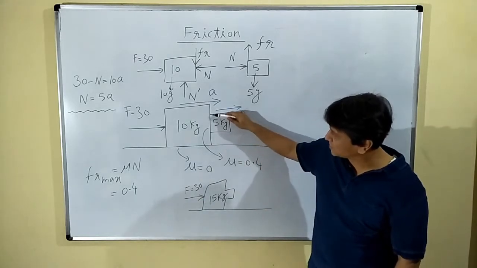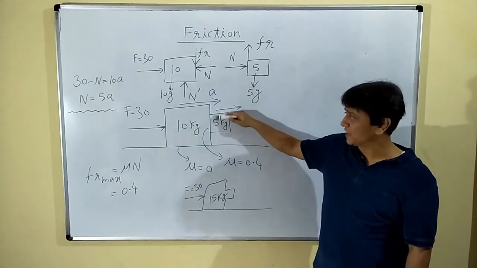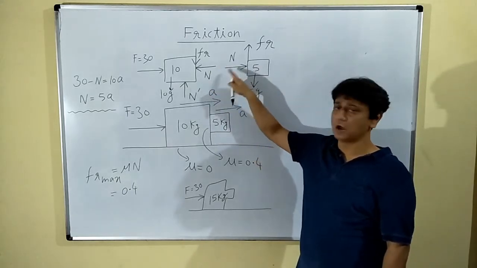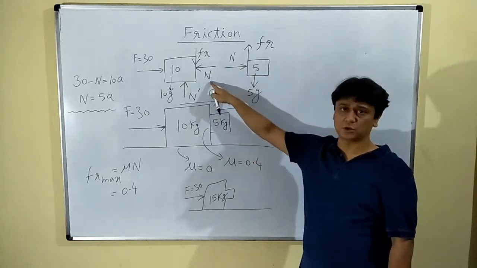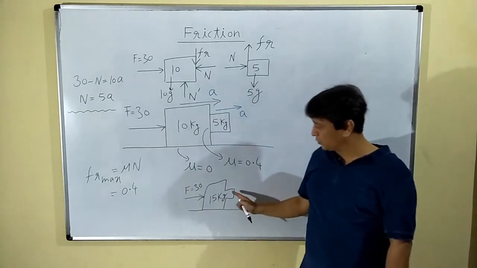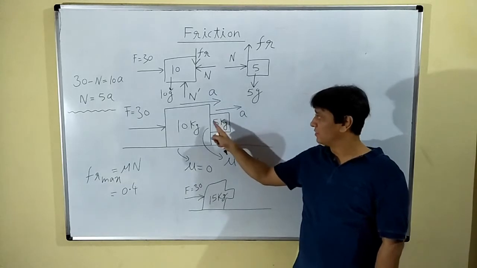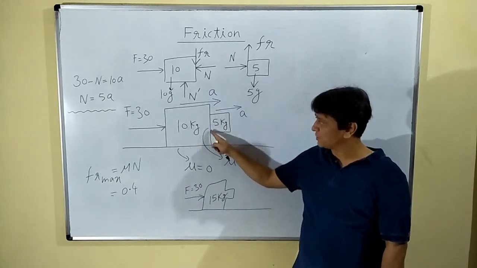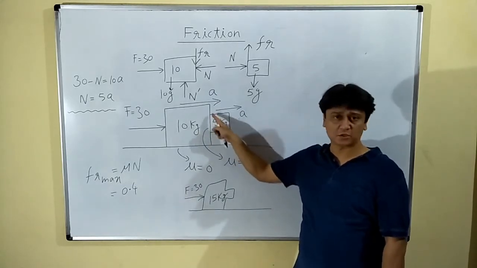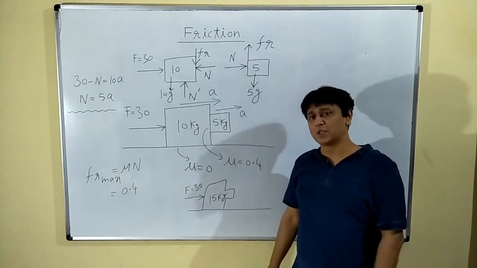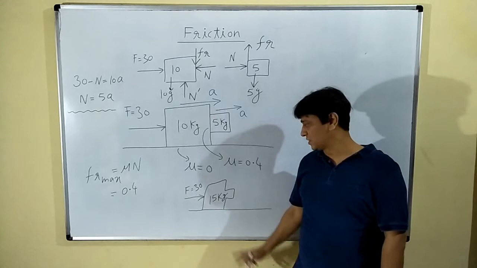Whatever is happening at this level in horizontal direction is internal now. Action, reaction. If you draw 15 kg, 10 and 5 together, then this normal reaction which takes place at this position, at this contact surface, becomes internal. Internal ki apne ko zaroorat nahi padti, isliye hum kya kar sakte the?